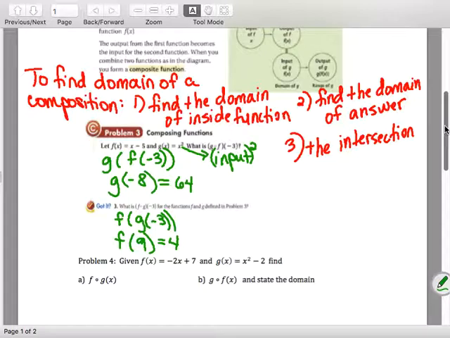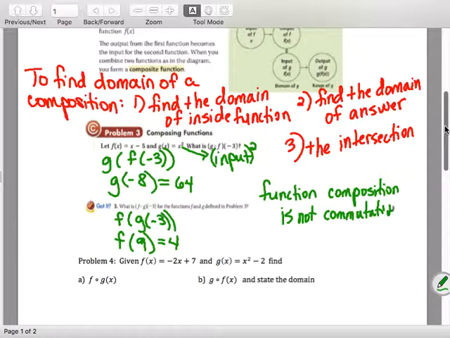So look, I had you do g of f of negative 3, and then I switched the order and did f of g of negative 3. Is the composition of functions commutative? No, okay? So let's write this down. Function composition is not commutative. What that means is the order matters, okay? The order matters.